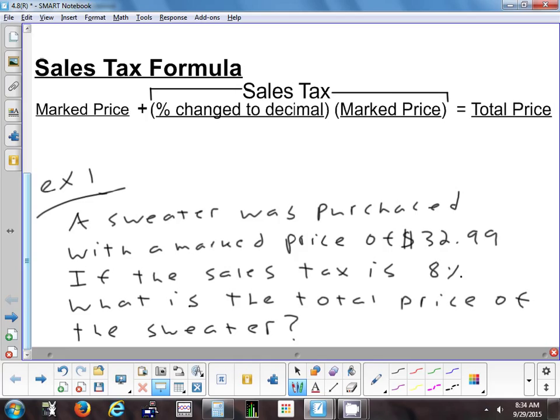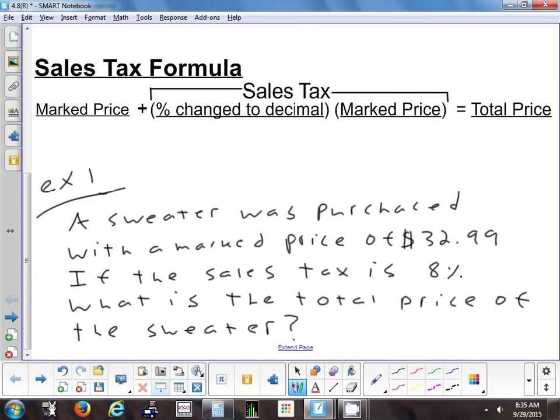Okay, so marked price is $32.99. Sales tax is 8%. All right, let's just go through. I think it's pretty obvious, but let's just make sure we know what the $32.99 is. What's the $32.99 in the formula? That's your marked price. So we're going to use that in 2 spots.